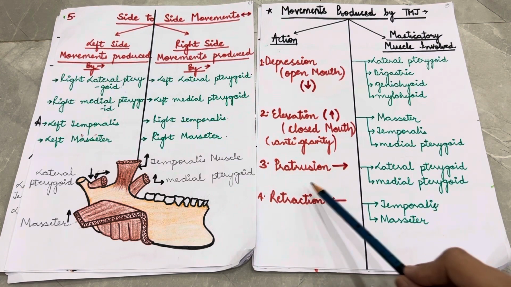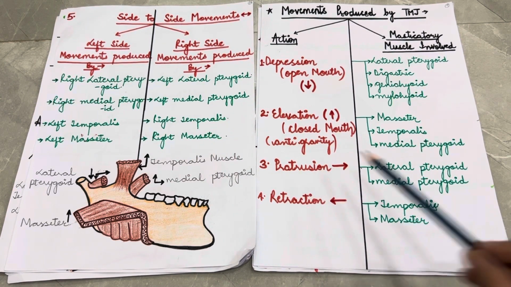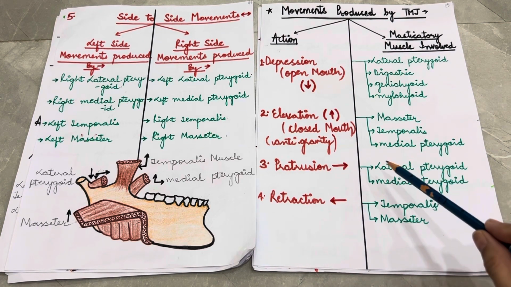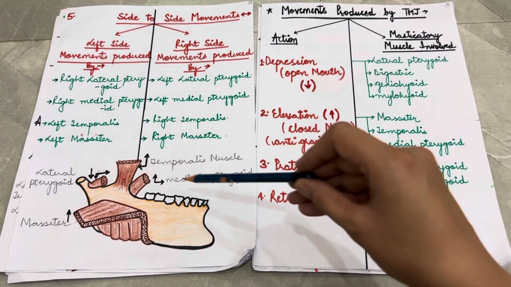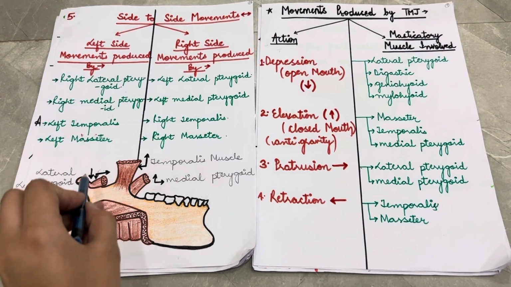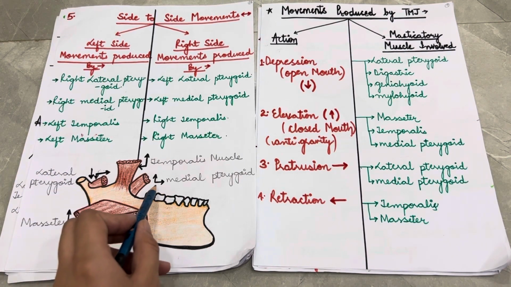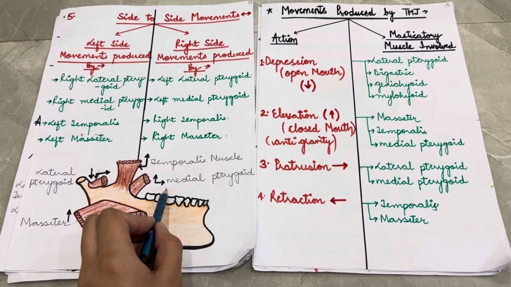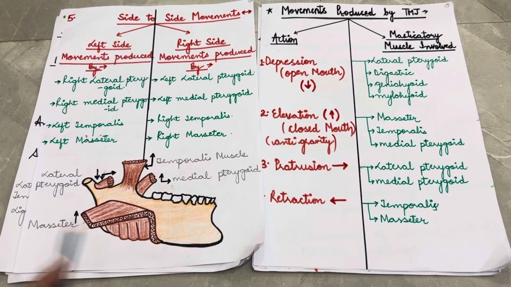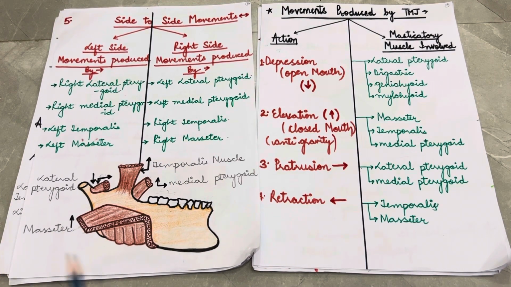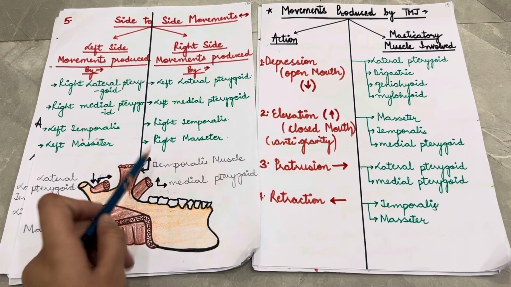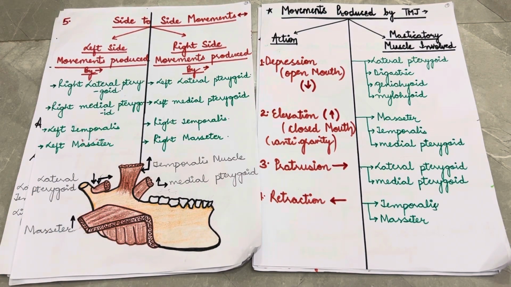Next is protrusion, which means bringing the mandible forward. The muscles that help are the lateral pterygoid and medial pterygoid. If you see over here, this is the lateral pterygoid and this is the medial pterygoid. The arrow shows that these two help in protrusion of the mandible. Another movement is retraction, which brings the mandible backward. The muscles are the temporalis, which brings the mandible backward, and the masseter.